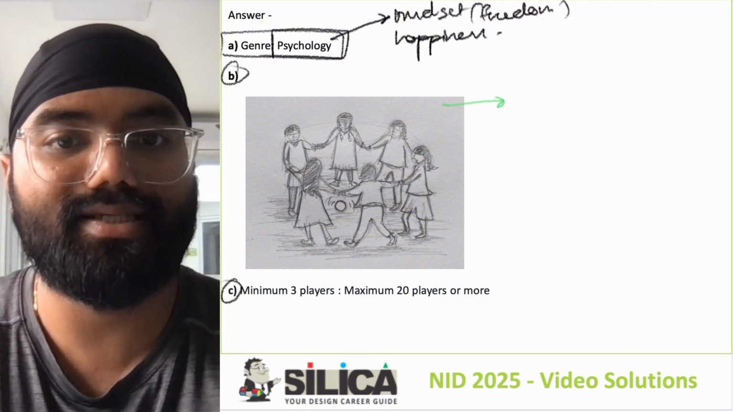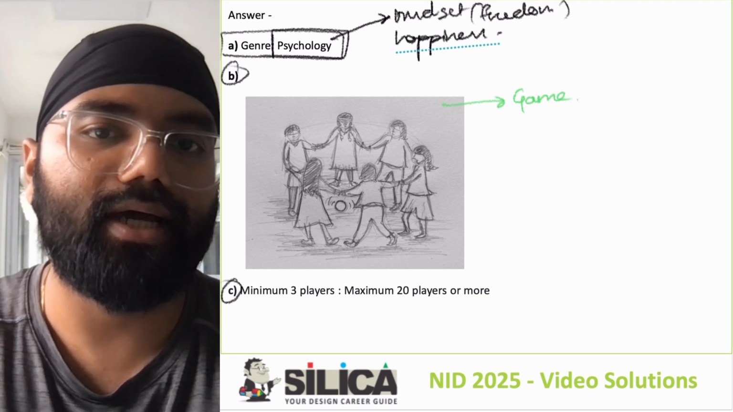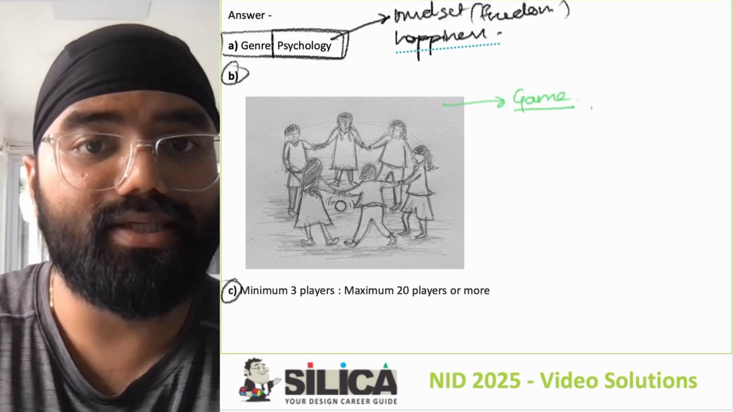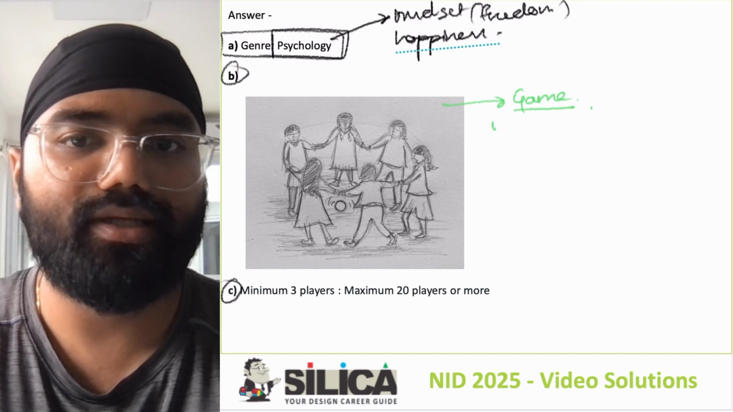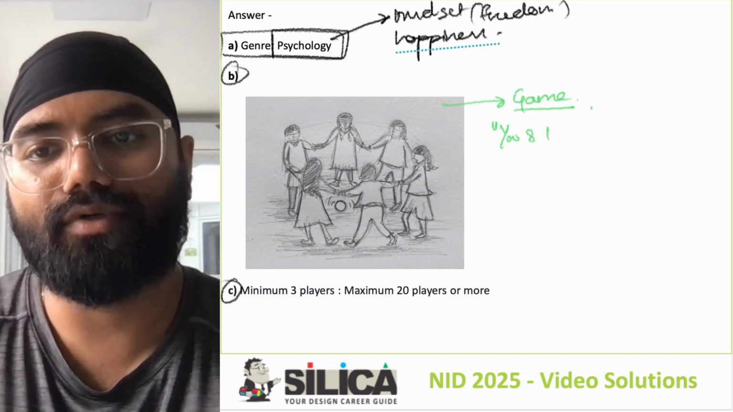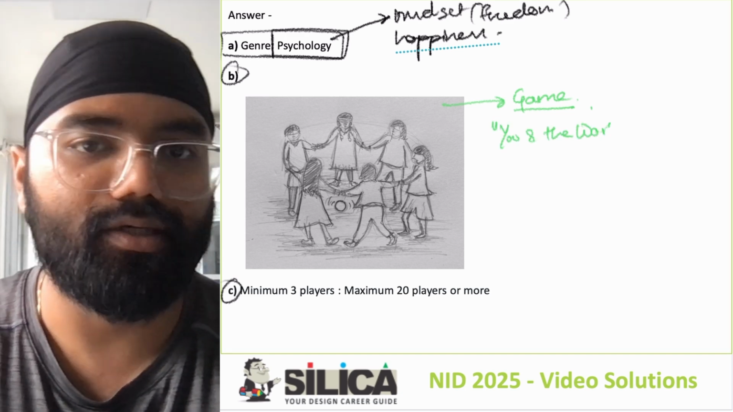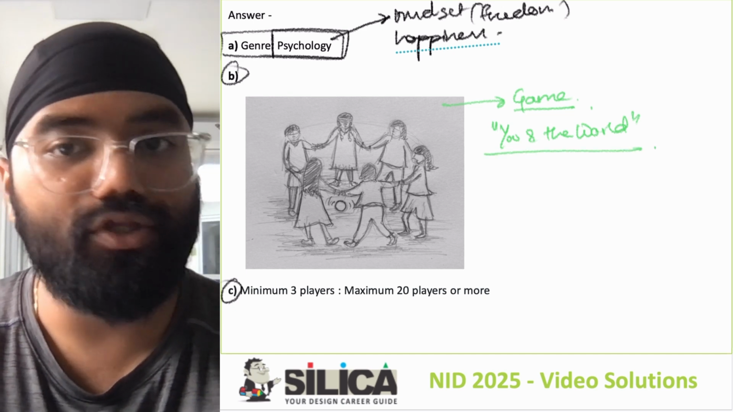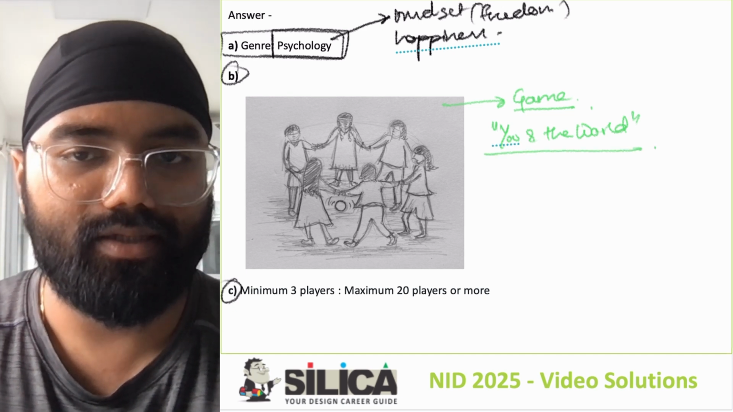So if we move on to Parts B and C, where we need to design a game, here's the idea. The game is called You and the World. Again, I will repeat, the game is called You and the World.